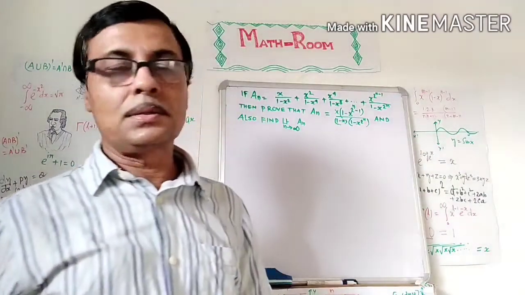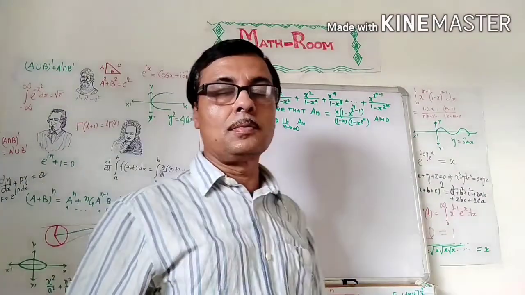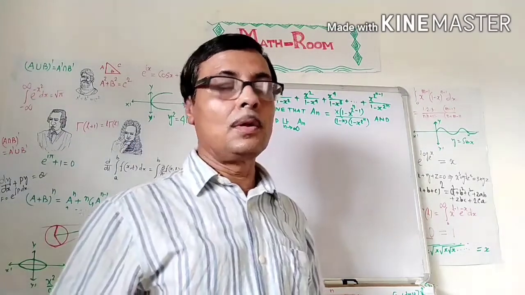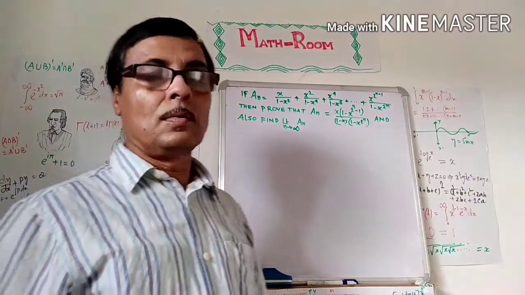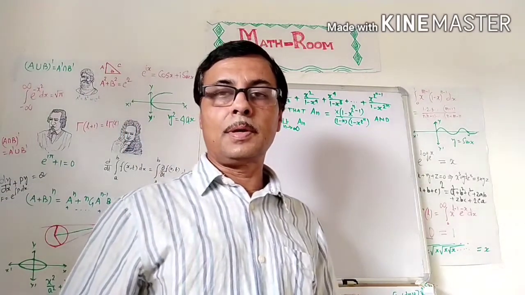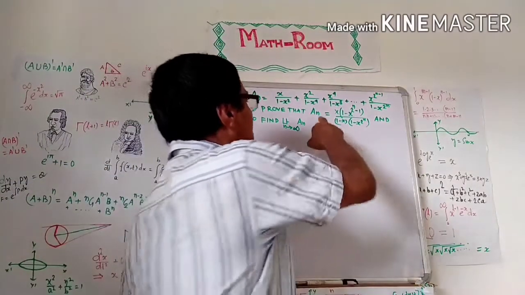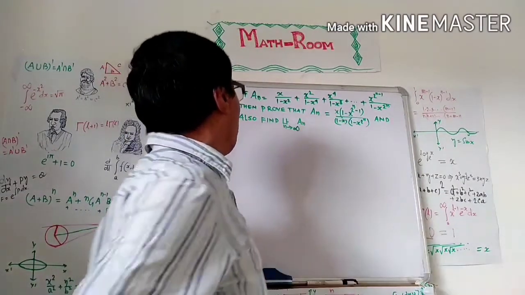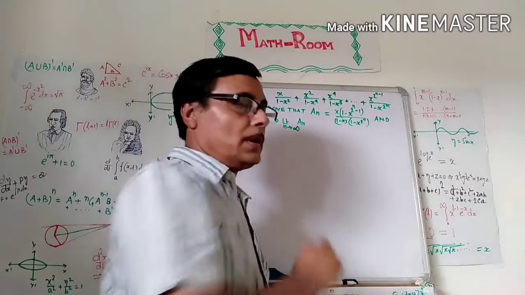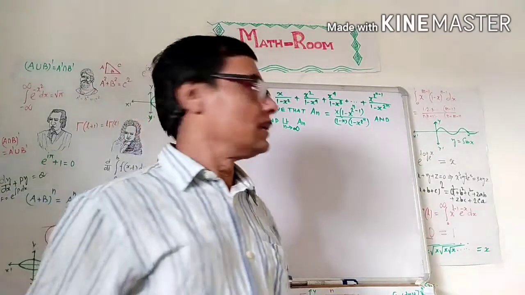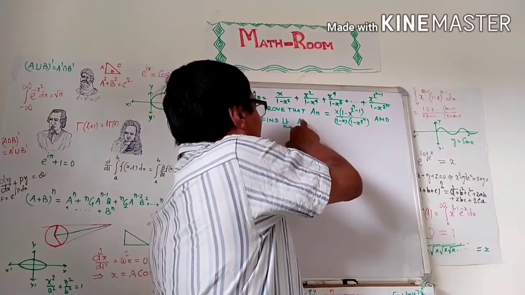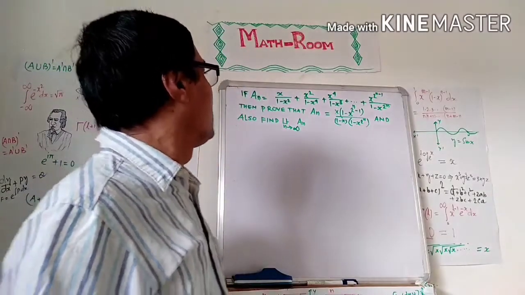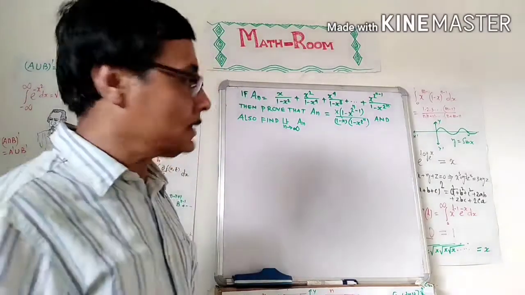The sum of this finite series is x into 1 minus x to the power 2 to the power n minus 1 over 1 minus x into 1 minus x to the power 2 to the power n. This is the sum of this finite series. We have to prove it and also find the limit of S_n as n tends to infinity. Now, let's start the solution.